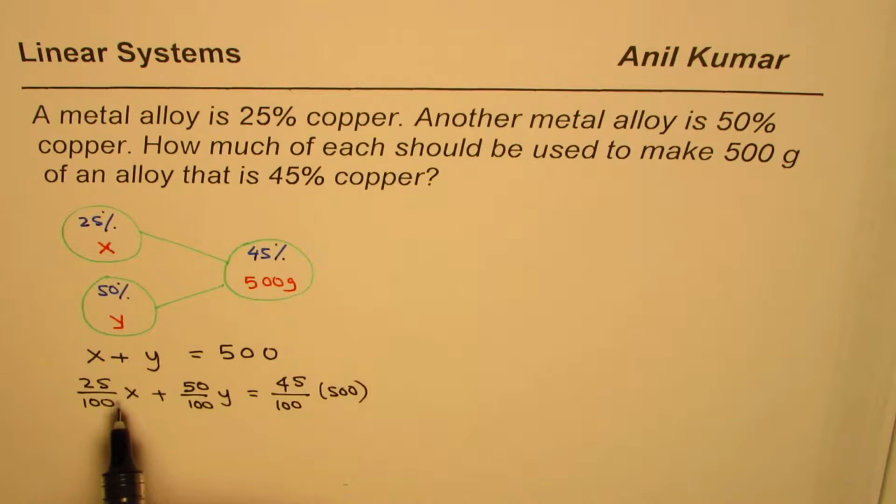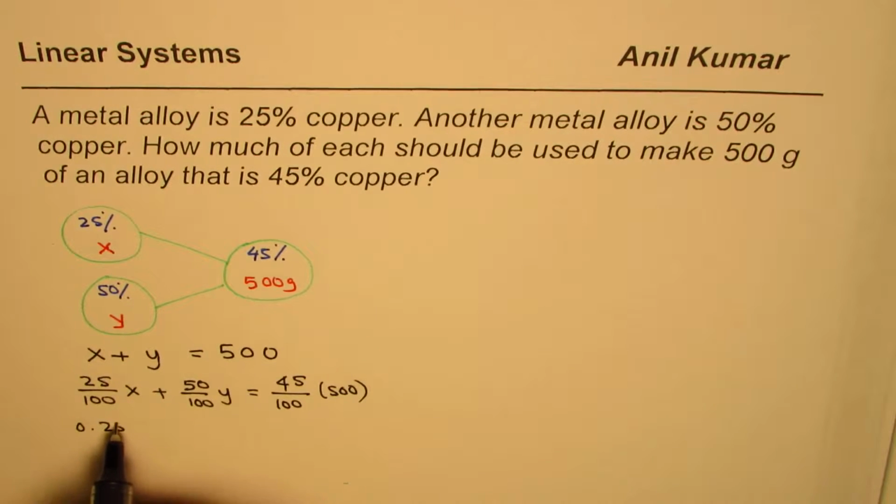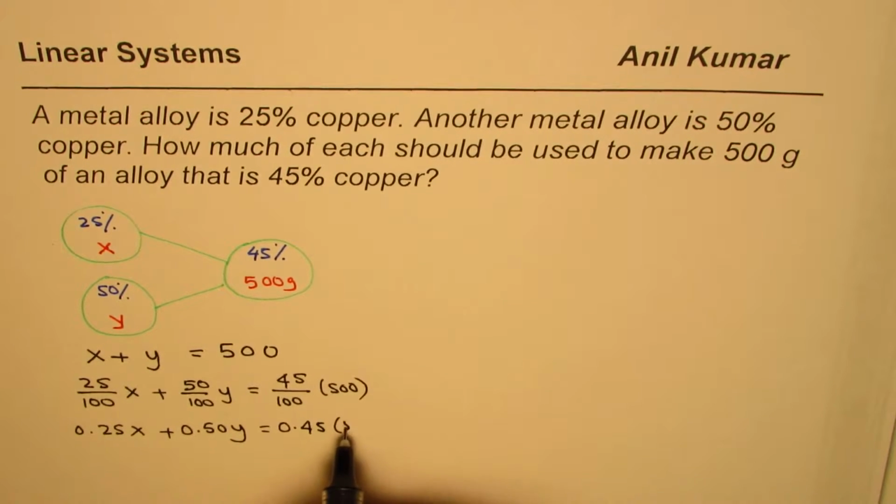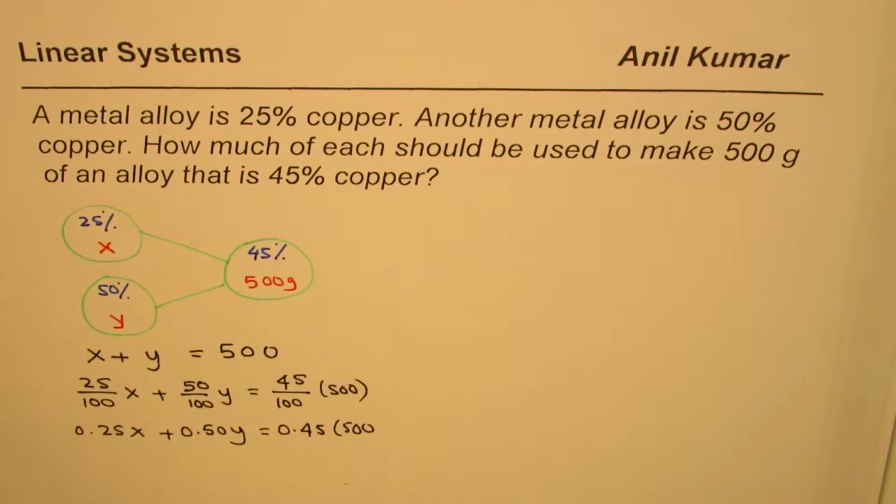You can simplify this by writing it in decimals. You could write this as 0.25x plus 0.50y equals 0.45 times 500, right? So that is how you could rewrite the equation. 0.25 is the decimal equivalent of 25%. You could have written it directly also, right?